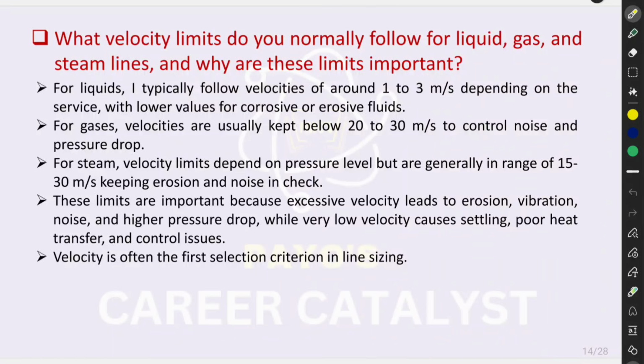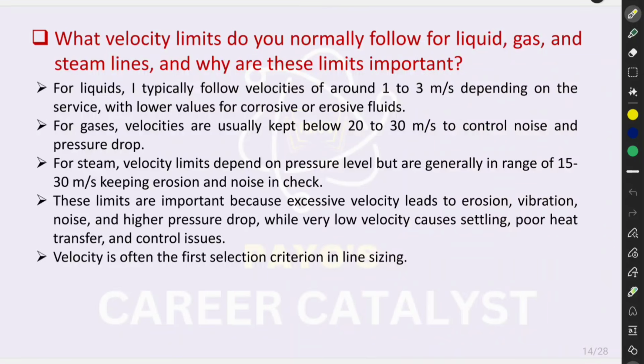For gases, velocities are generally kept below 20 to 30 meters per second to control noise and pressure drop. For steam, velocity limits depend on pressure level but are generally in the range of 15 to 30 meters per second, keeping erosion and noise in check.